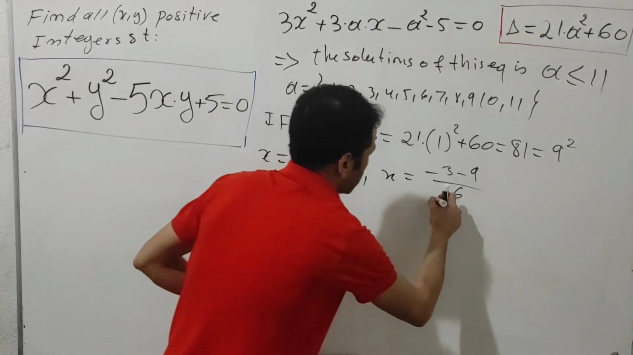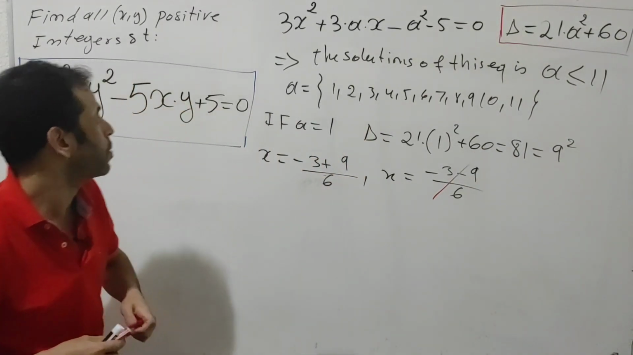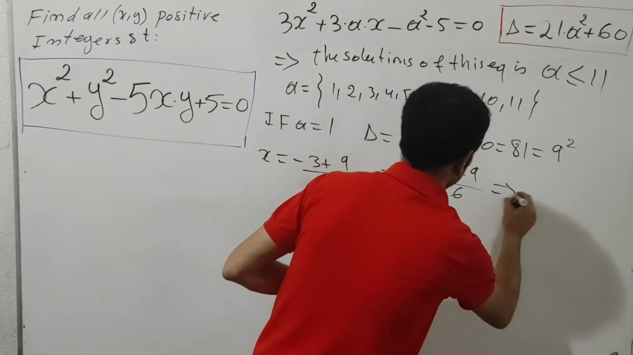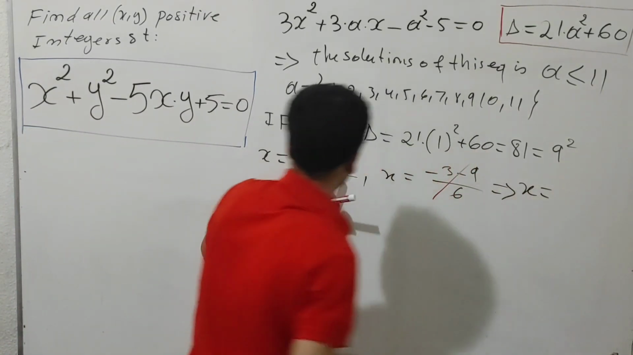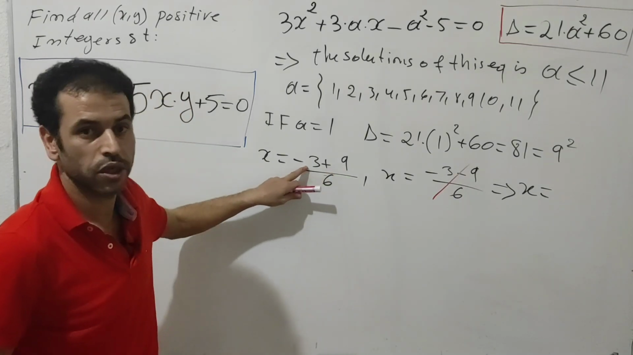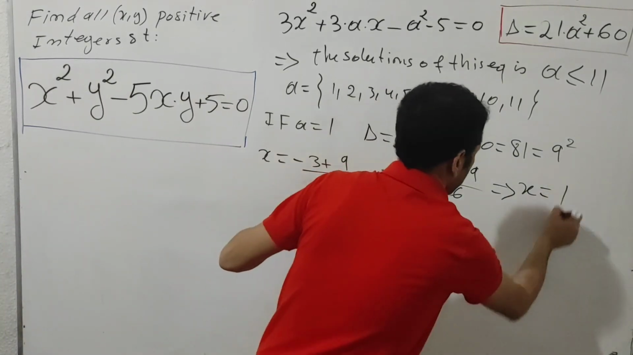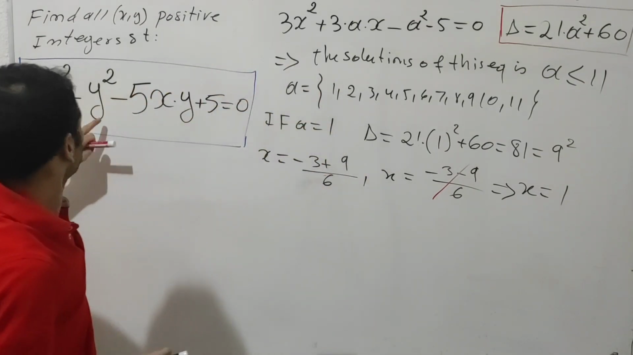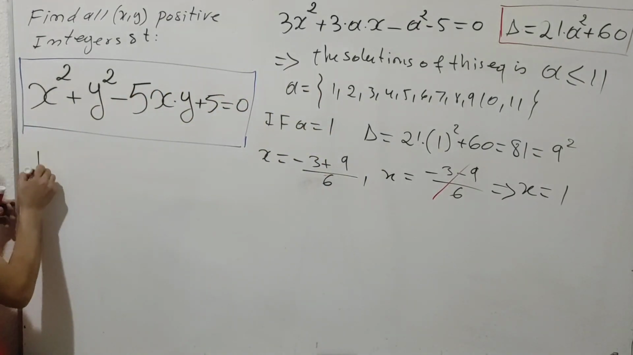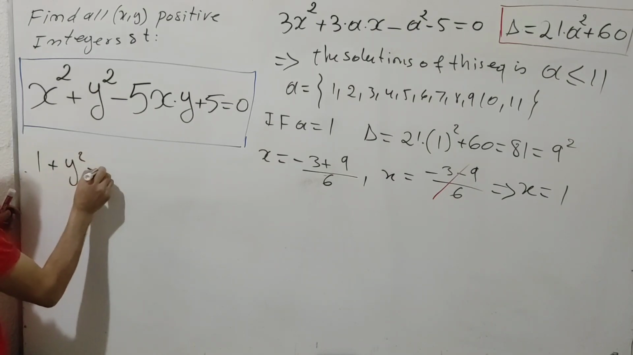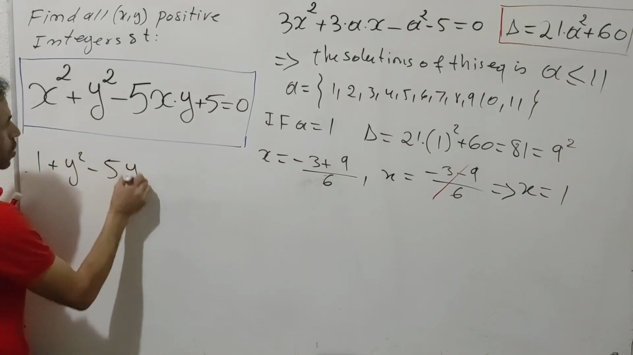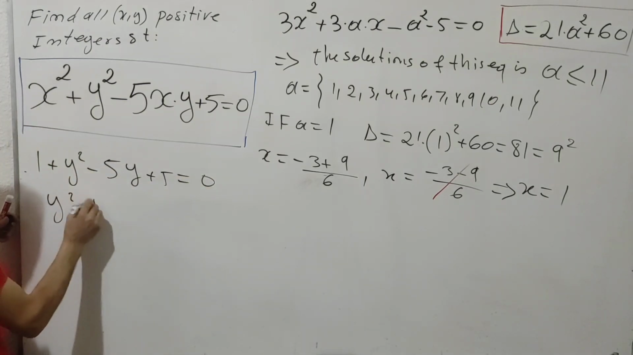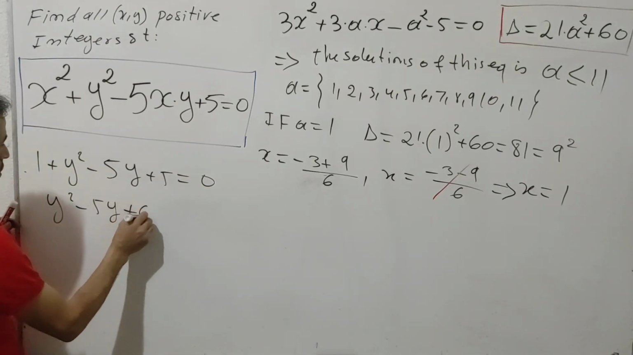This solution will be eliminated because we are working on the positive integers. So we'll have only this one: x is 9 minus 3, which is 6, divided by 6, which gives 1. Now I'm going to look for y by replacing x in the original equation. I will have 1 plus y squared minus 5y plus 5 equals 0, so y squared minus 5y plus 6 equals 0.